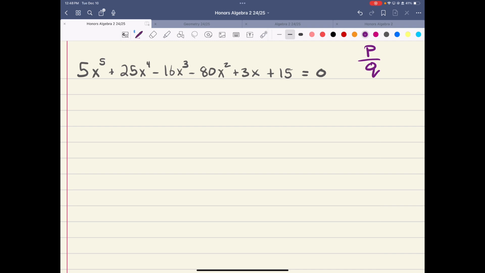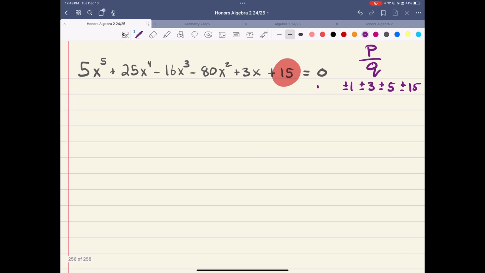Now remember the p-value. The p-value is all of the factors of your constant at the end of it. So it's the factors of those. The factors of 15 are positive and negative 1, positive and negative 3, positive and negative 5, and positive and negative 15. Those are the factors of our 15. Okay, so that's where our p-values come from.